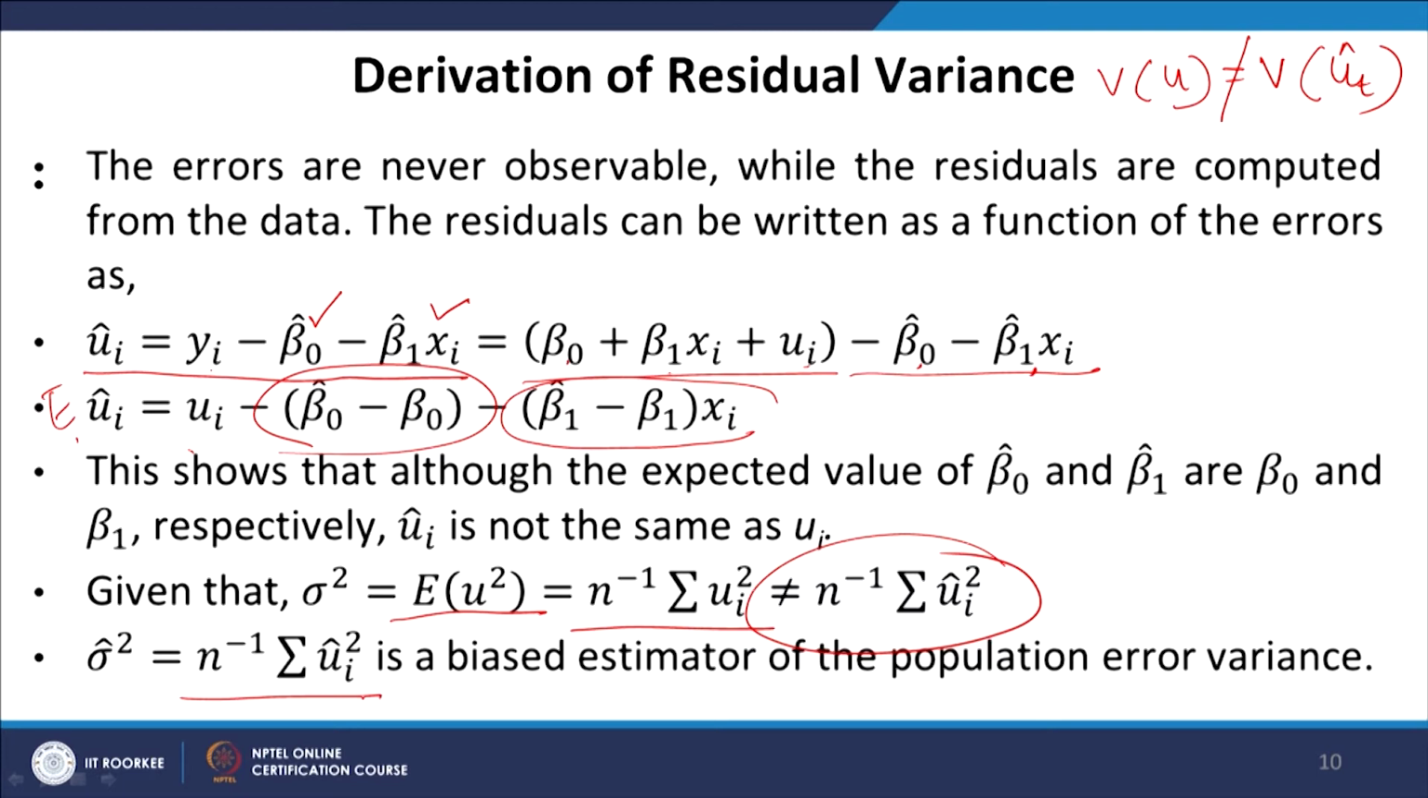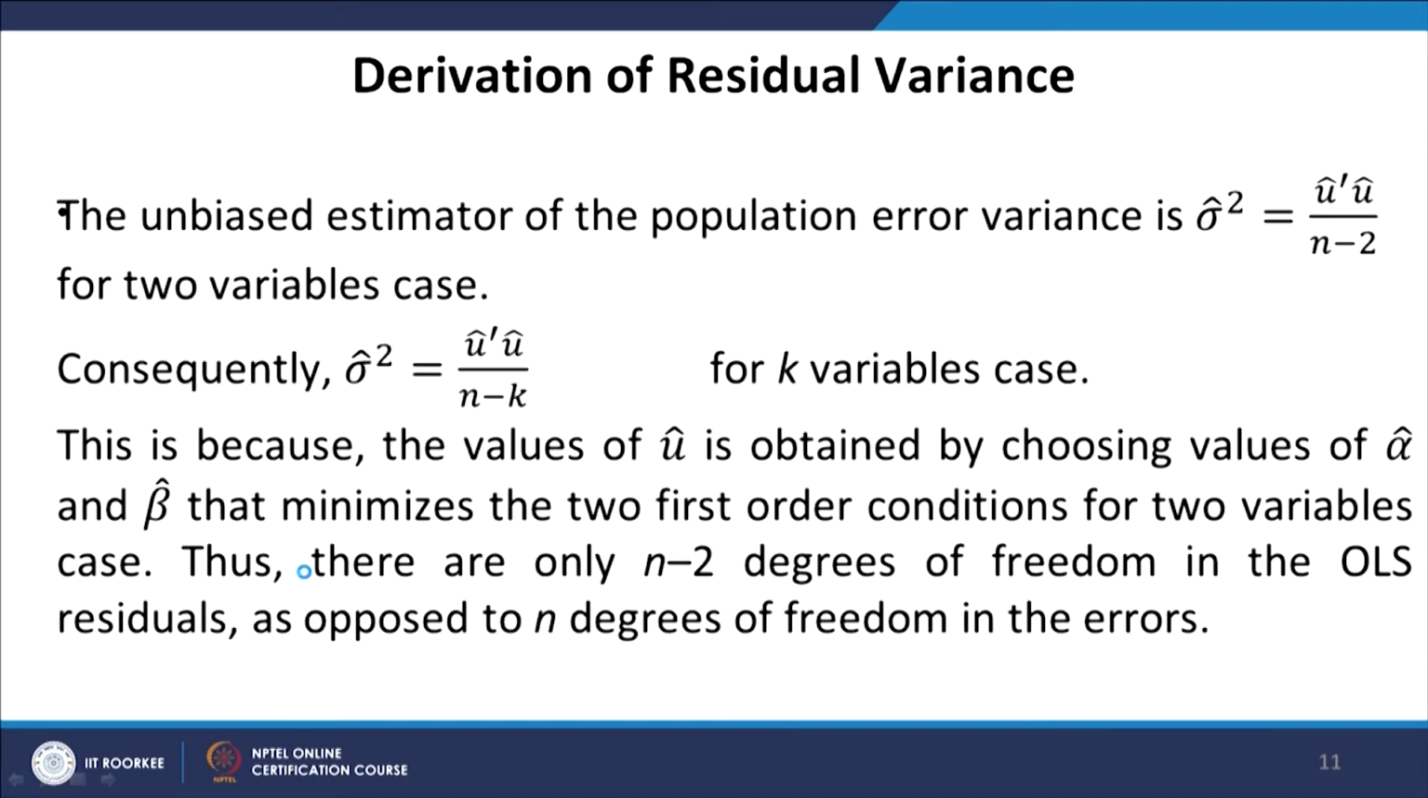Now, I further discuss why it is a biased estimator. First of all, we have shown that they are not the same thing. So, by dividing them by n, we certainly do not get the same thing, right. That itself indicates that this is not the right estimator of this. The unbiased estimator of the population error variance is actually u hat prime u hat divided by n minus 2 for the 2 variable case, and consequently this is u hat prime u hat divided by n minus k for the k variable case, or in case I have k plus 1 variables, then this will be n minus k minus 1.